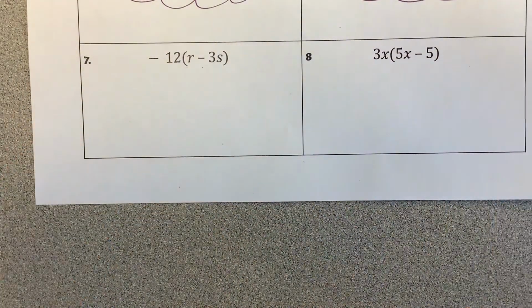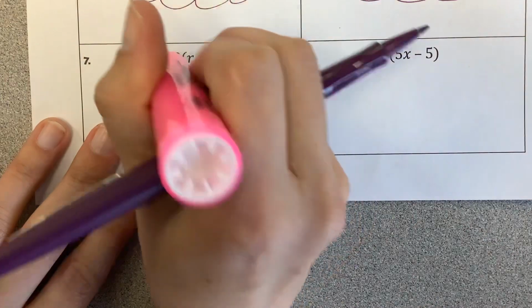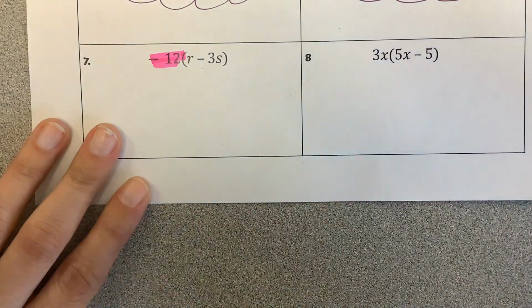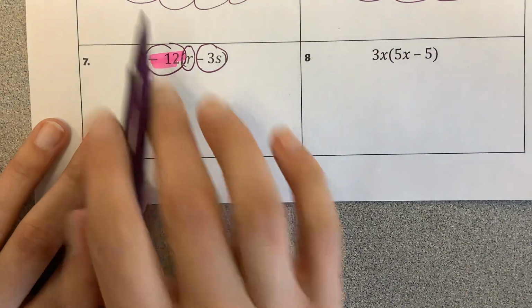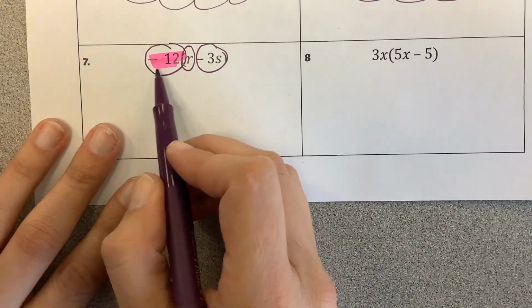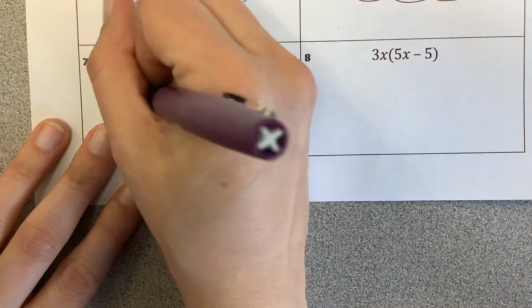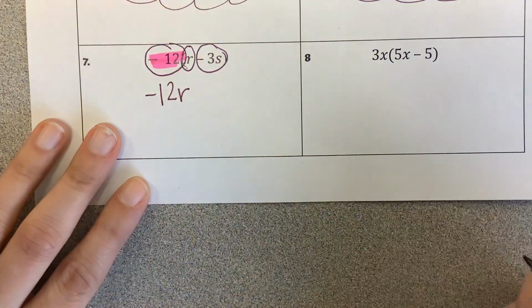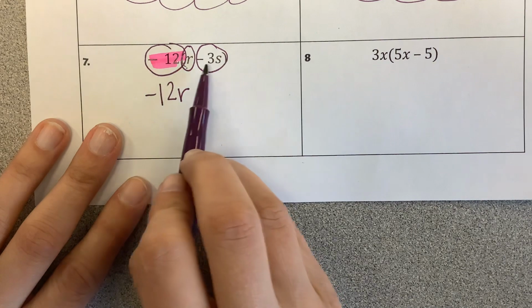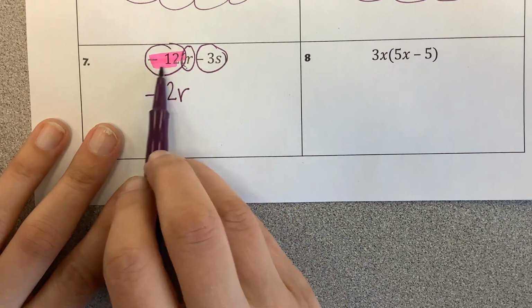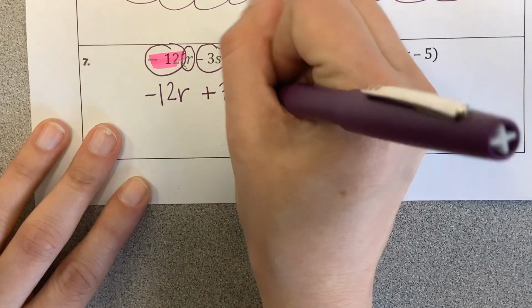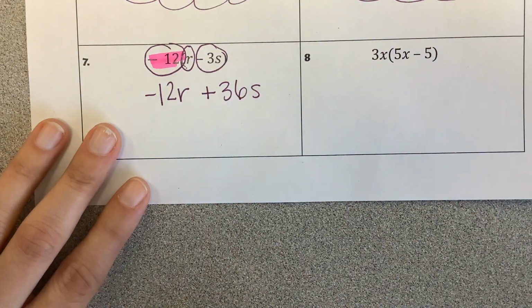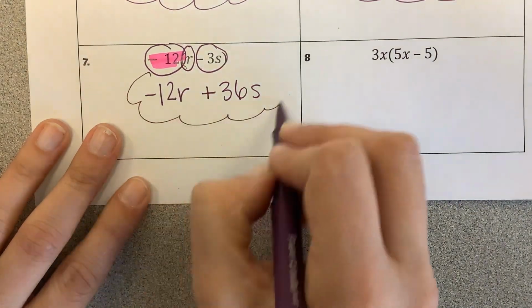Number 7, the number we are distributing is negative 12. It's being distributed to positive r and to negative 3s. We can go straight from here to our answer. Negative 12 times positive r is just negative 12r. Negative 12 times negative 3s. Negative 12 times negative 3 is positive 36s. This is simplified. They can't be combined any further.